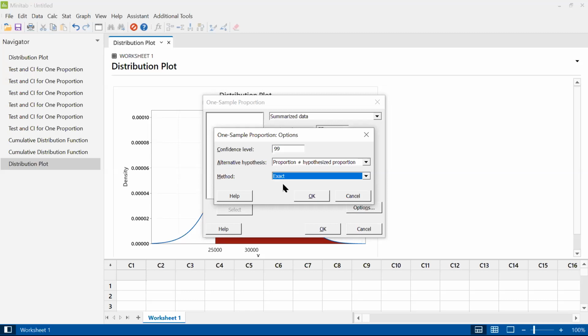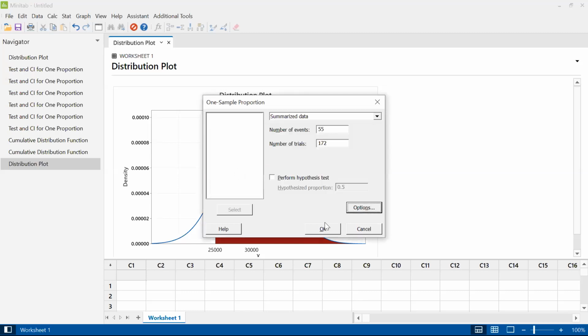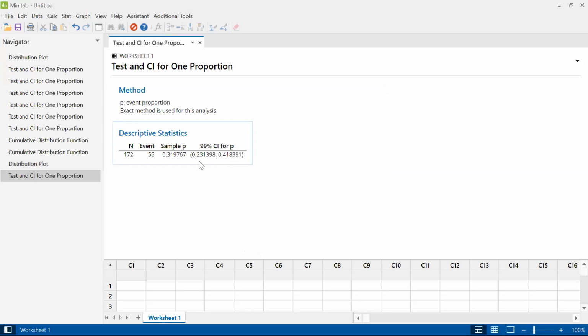So if you use normal approximation, I'm not going to grade it wrong, but if you have to choose, pick exact if you remember to choose. So 99%, make sure there's a not equals here, and the preference is for exact. It's just a better answer. So we'll hit OK, and this is our 99% confidence interval from 0.2314, if we round it to 4 decimal places, up to 0.4184.